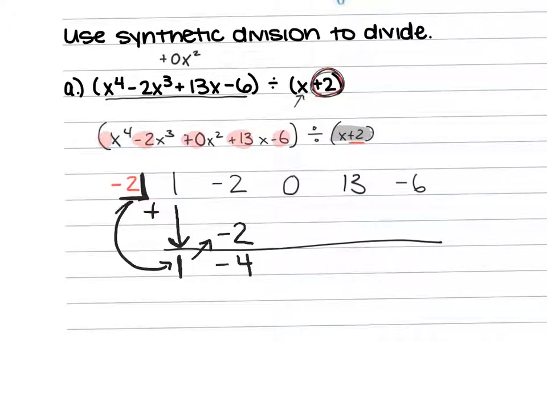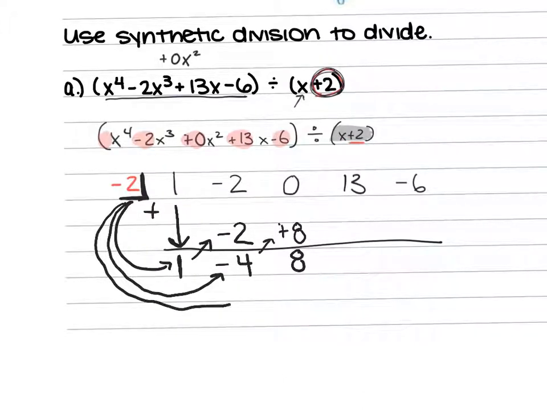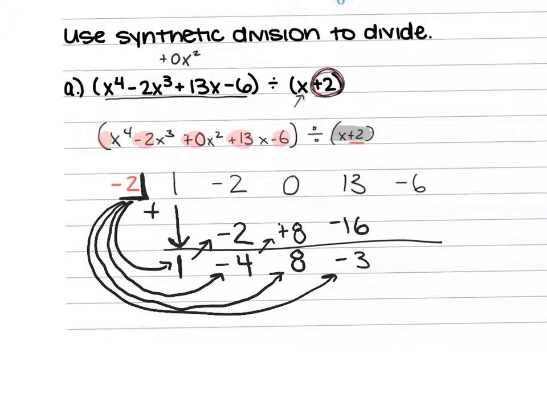I'm going to do the exact same thing again, and I'm going to multiply negative 2 times negative 4 to give me a positive 8. I'm going to add the next column. What is 0 plus 8? 8. I'm going to multiply again. Negative 2 times a positive 8 is a negative 16, and I'm going to add again. Negative 3. Guess what my next step's going to be? I'm going to multiply again. Negative 2 times negative 3 is? And negative 6 plus 6?